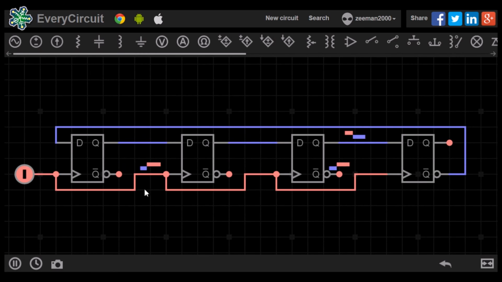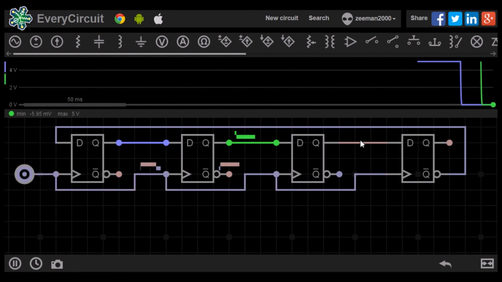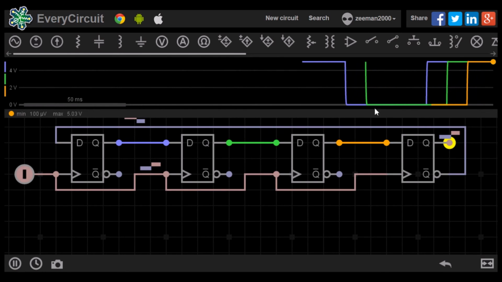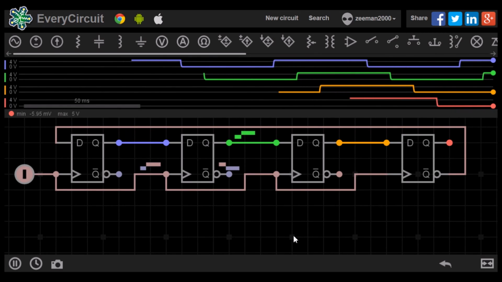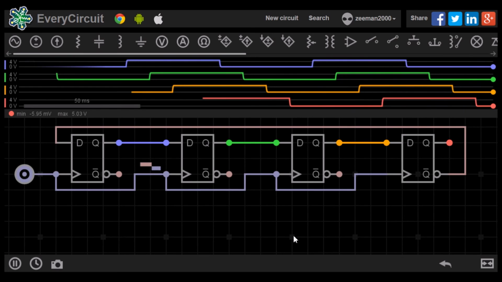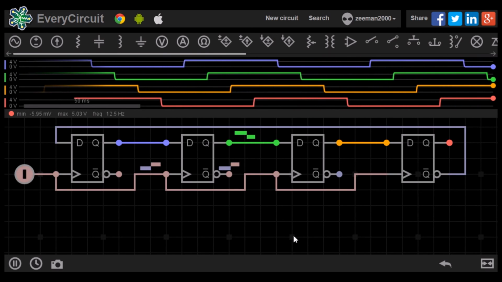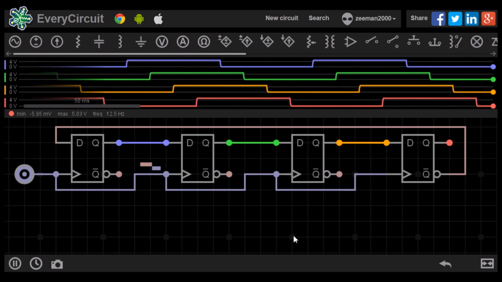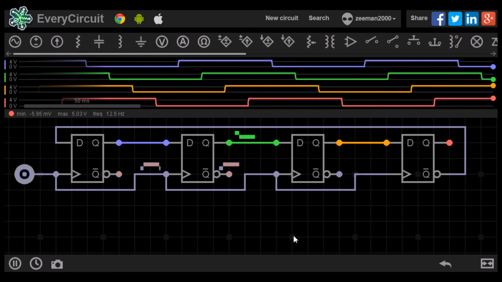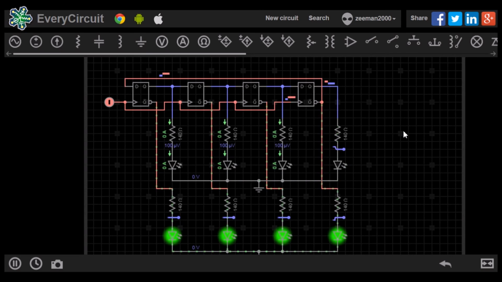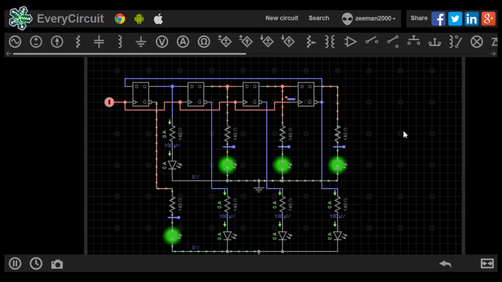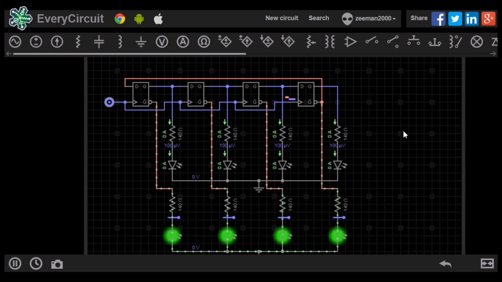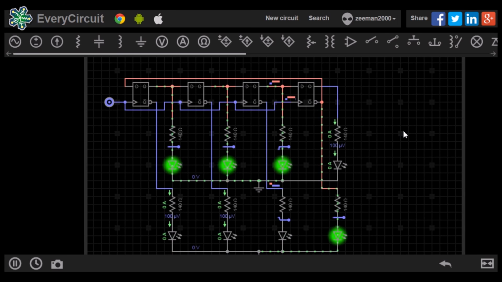Let's highlight the Q output of each flip-flop to examine what is happening on the waveform viewer. As we can see, Q on the first flip-flop goes high, then the second, then the third, then the fourth. One goes high after the other in succession. We can connect LEDs to the Q and Q0 outputs to examine the signal's output. As we can see, the LEDs light up in a 1, 2, 3, 4 succession, then turn off in 1, 2, 3, 4 succession. The Q0 output does the inverse.